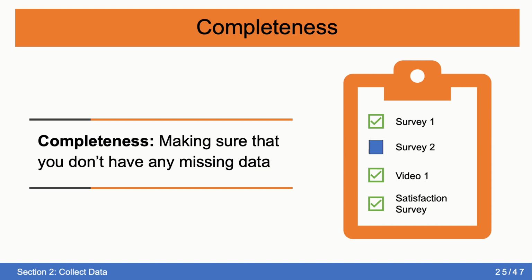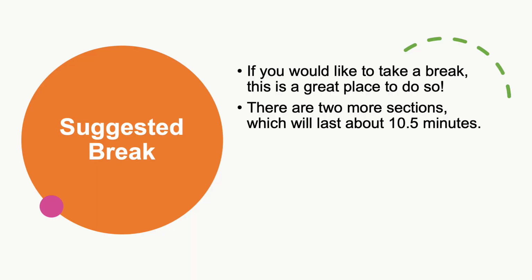If researchers notice that a lot of people are skipping surveys, they can come up with a plan to get this missing data. They could also ask the IRB for permission to change the surveys so they are easier for participants to complete. If you would like to take a break, this is a great place to do so.